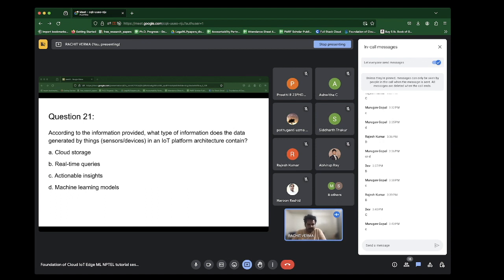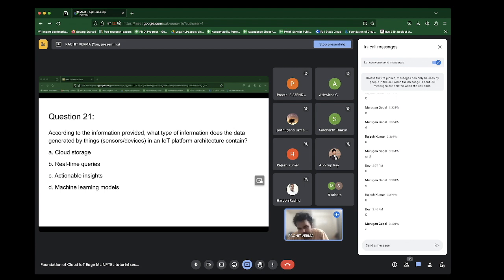I believe Rajesh Kumar wrote B right now. So real-time queries are not really, the data cannot really contain a query, right? It's only the architecture, unless someone is trying to attack the system. The data itself may not have a query. It's only the final device that you're sending the data to that wants to generate an insight from the data. Only that may actually contain a query that can be used to generate some sort of actionable insight.